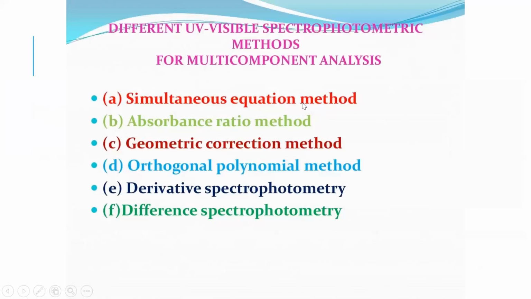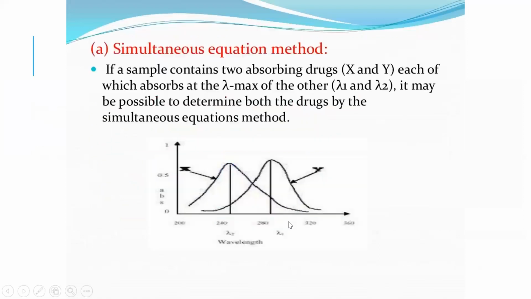Next is multi-component analysis. The important methods used for multi-component analysis in UV spectroscopy are the simultaneous equation method, absorbance ratio method, derivative spectrophotometry, and difference spectroscopy. First is the simultaneous equation method. If the sample contains two drugs, X and Y, both UV absorbing, first you determine the lambda max of both drugs. The lambda max of X is lambda 1, and the wavelength maximum for drug Y is lambda 2. So determine the lambda max for both drugs and construct the graph like this.